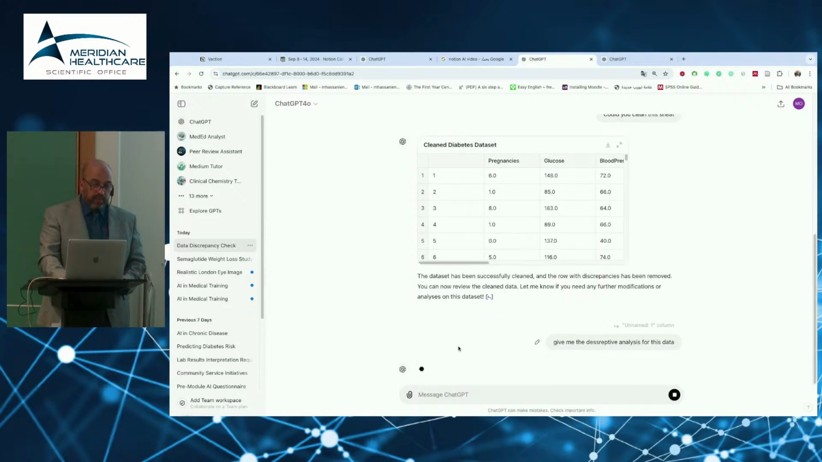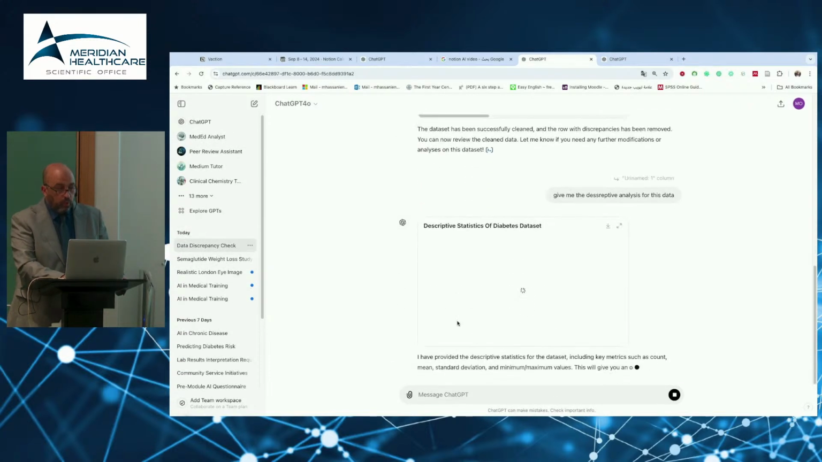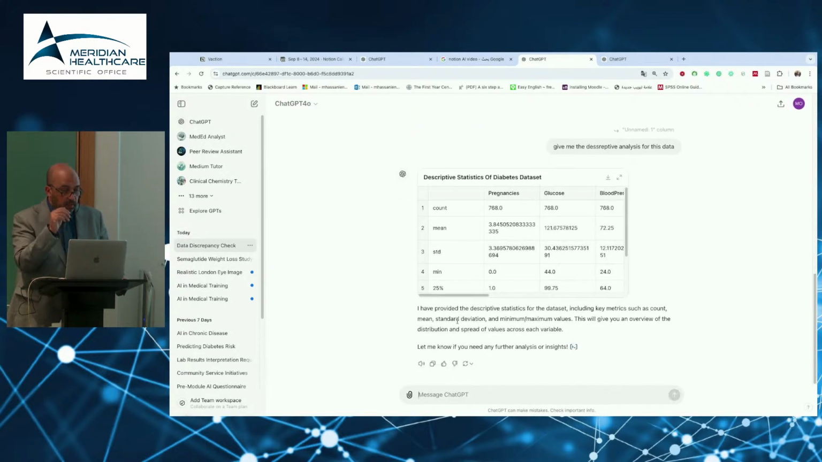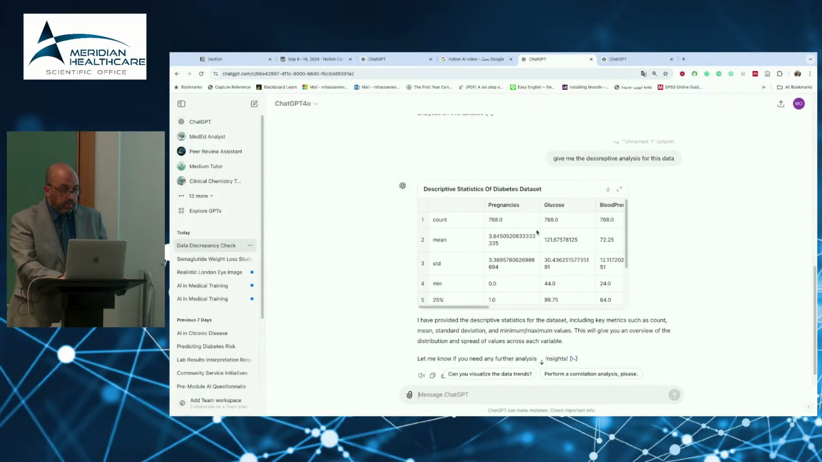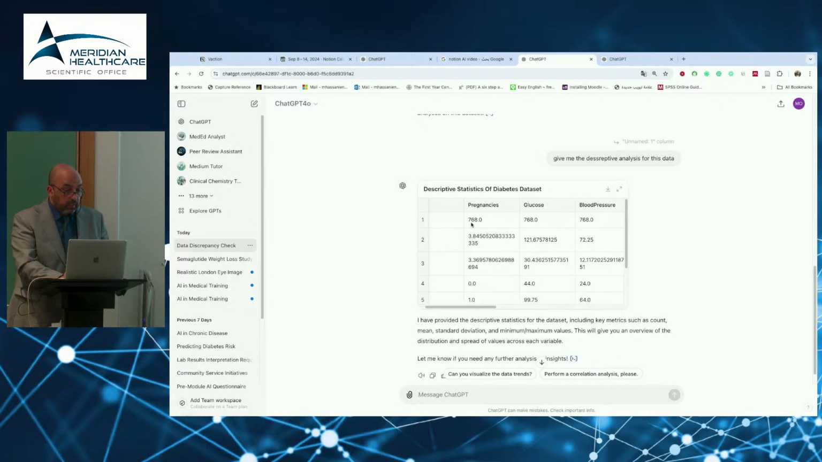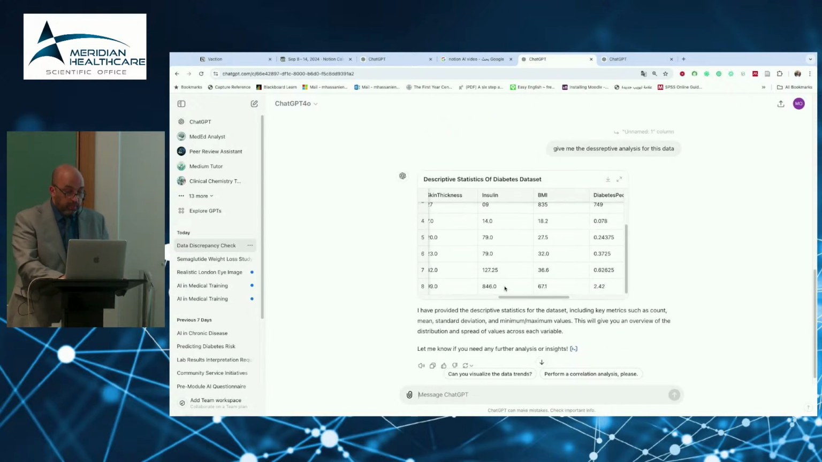Make a summary for this data, including the mean, the standard deviation, the minimum, the maximum. It is here for this data: pregnancy, the number, glucose. There we have 768 patients in this study. So this is a descriptive analysis.